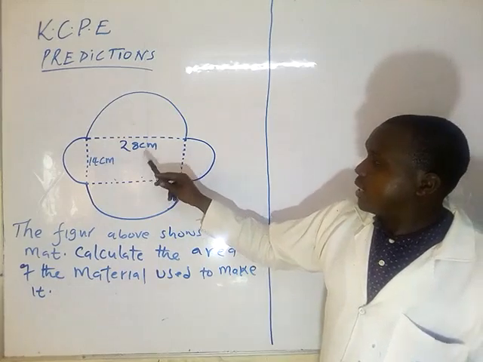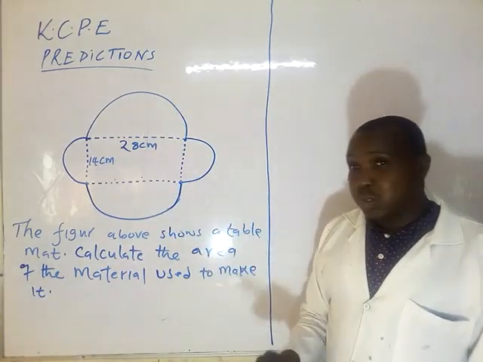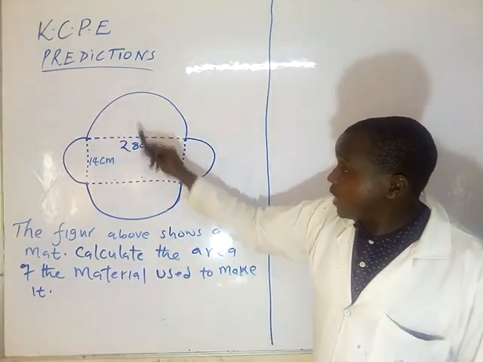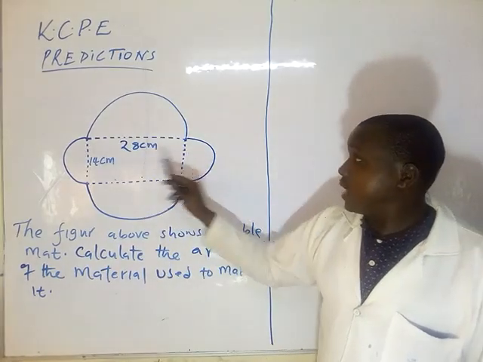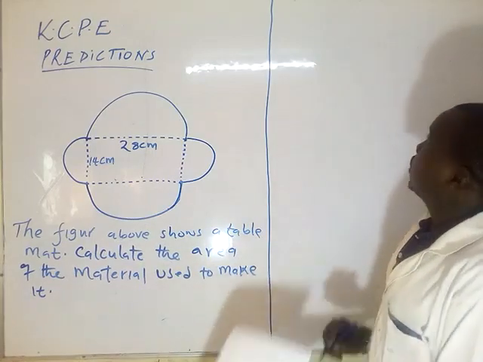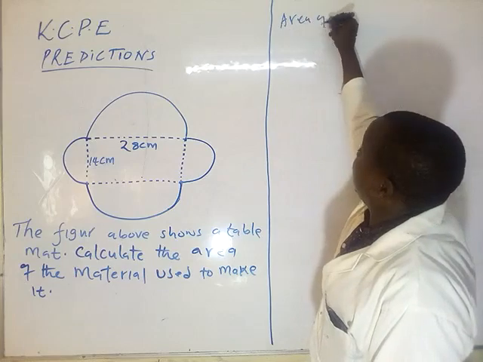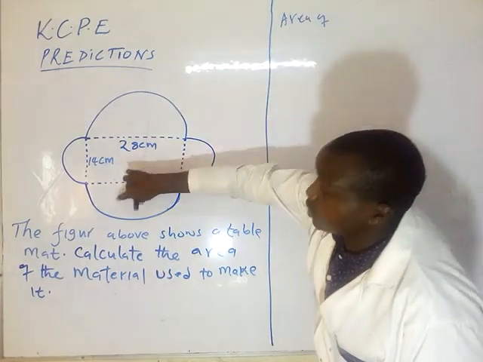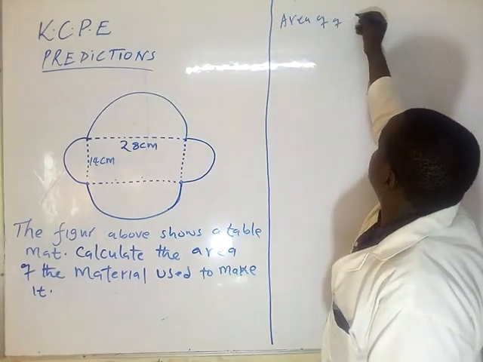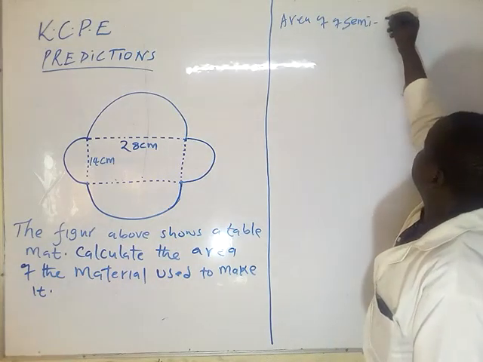Therefore, we calculate the area of this, add this, and this, and this. But if you can see very clearly, this and this will form a circle. So it's going to be very simple. So let us begin. If I join this and this, it will form a circle. Or the area of a semicircle, you should know that. Let me start with that.